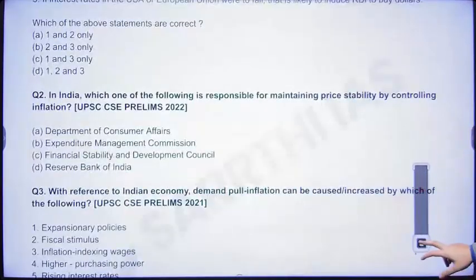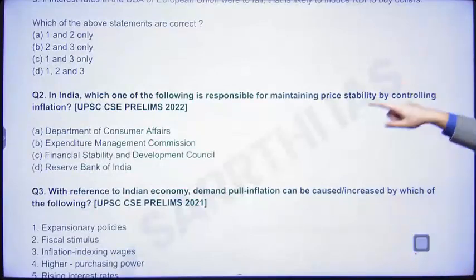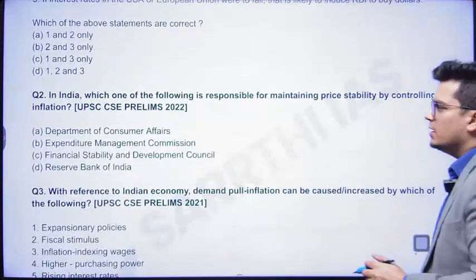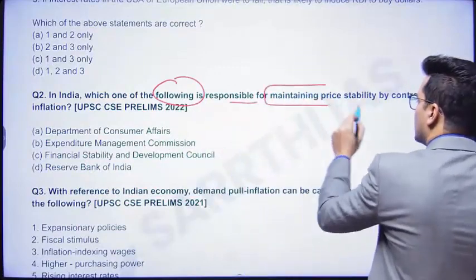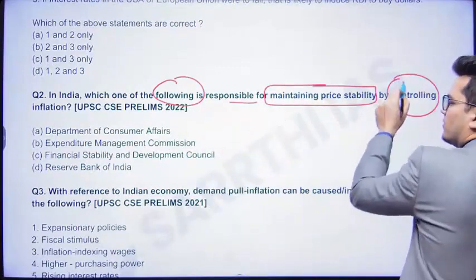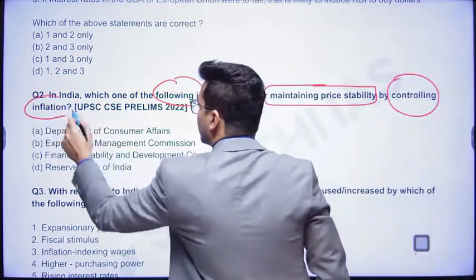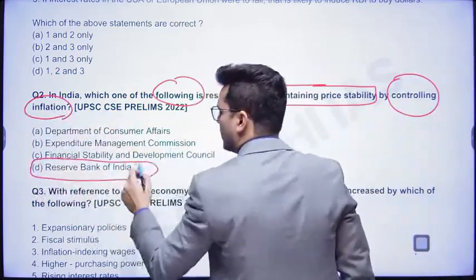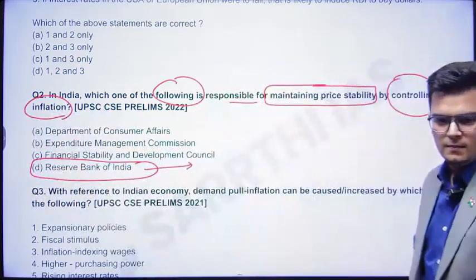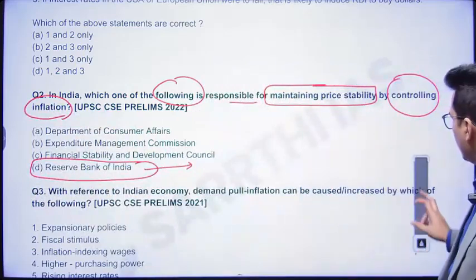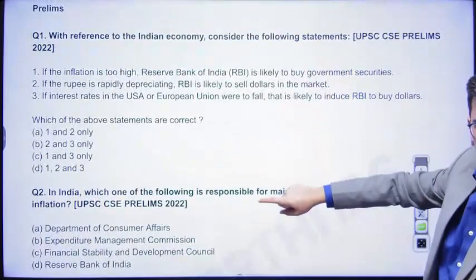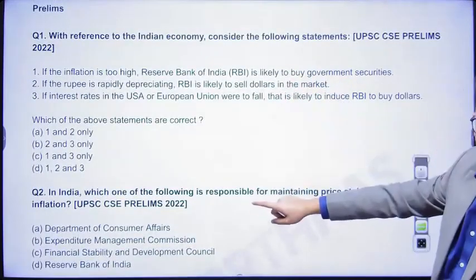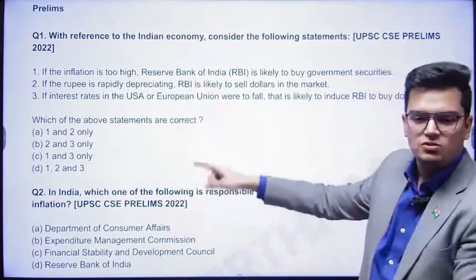देखो, question 1 में ही question 2 का आंसर है. In India, which one of the following is responsible for maintaining price stability by controlling inflation? उन्होंने ऊपर ही दे दिया था कि मेन जॉब किसका है, आरबीआई का है, right? They have given this ऊपर only. And the interesting thing is these two questions are from the same paper. They are both questions of prelims 2022.